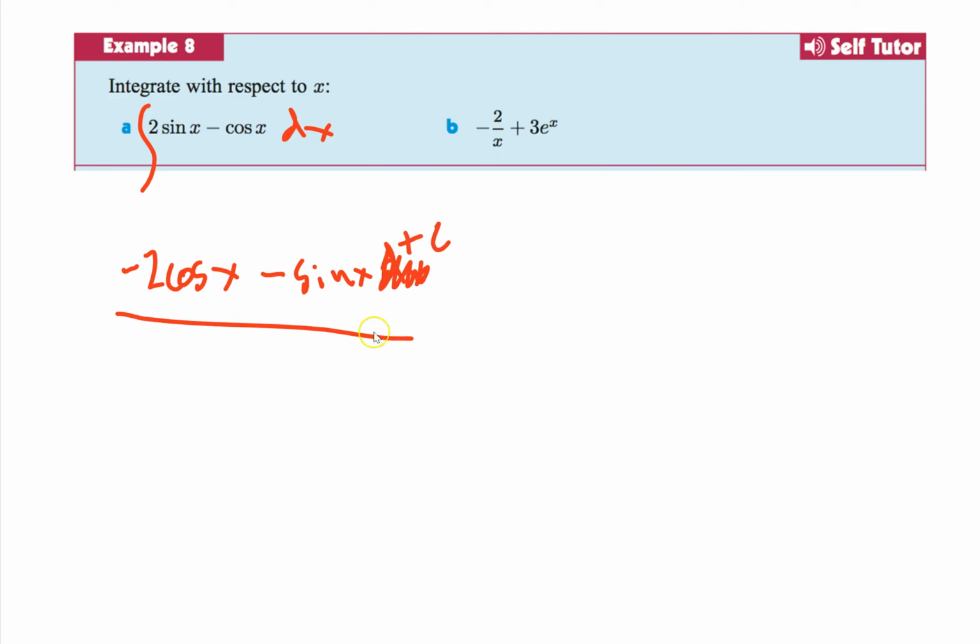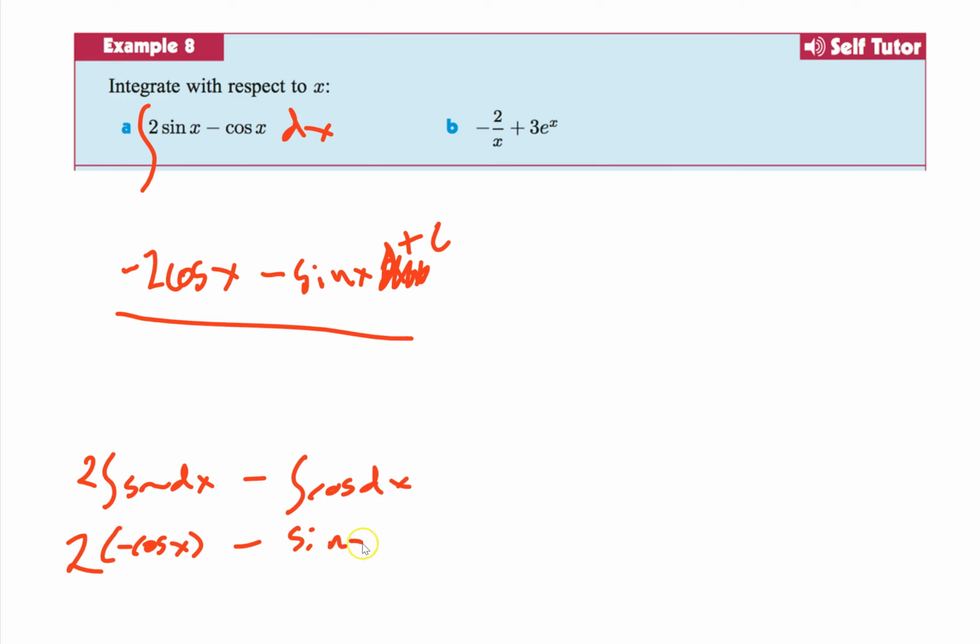That'll be my answer. Now again, if it makes you feel better, you can always separate it. Integral of cosine dx. I notice I pulled a 2 out already. And integral of sine is just negative cosine. And integral of cosine is just positive sine. If you're not sure, just look at your formula sheet, they're in there. If you simplify it, you get this.